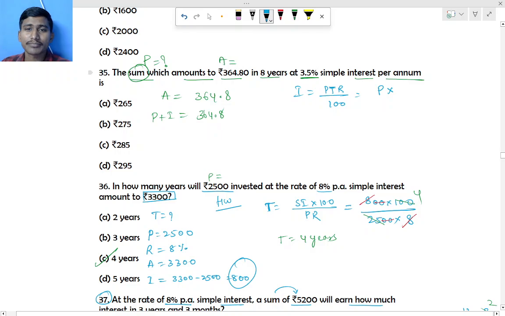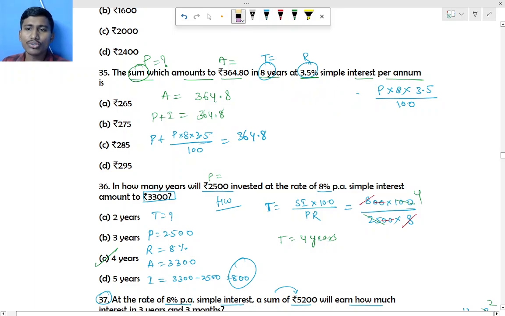Time is 8 years. So 8 into rate of interest R, R is 3.5, divided by 100. You write it in place of interest now. P plus interest, so P plus P into 8 into 3.5 divided by 100 is equal to 364.8.